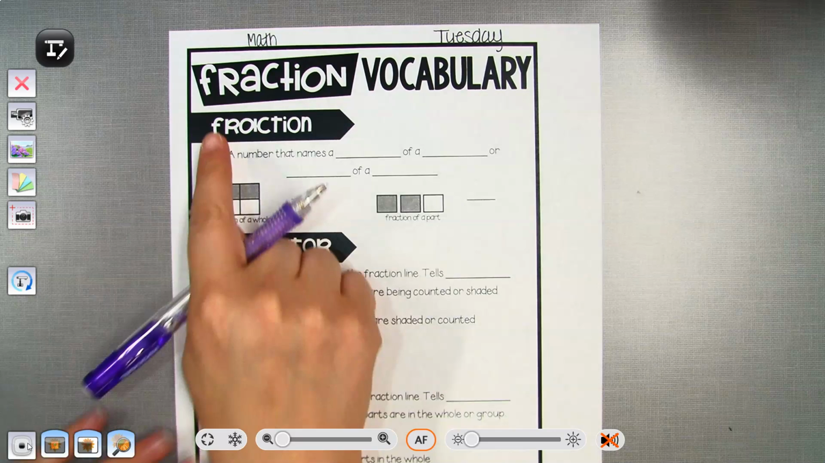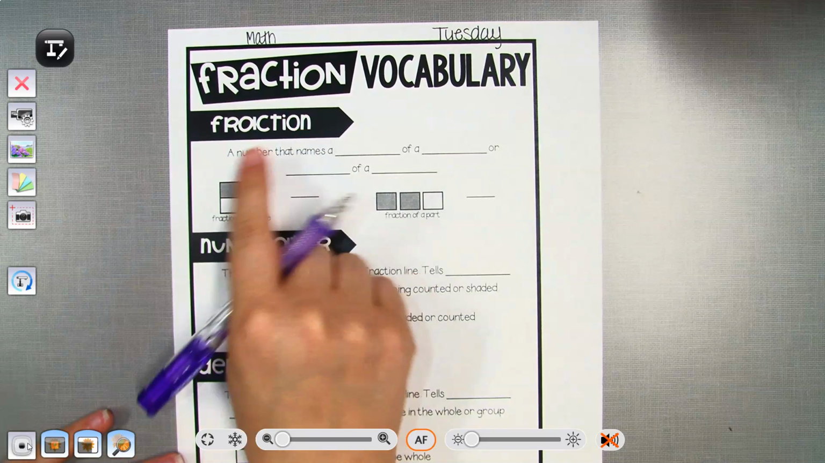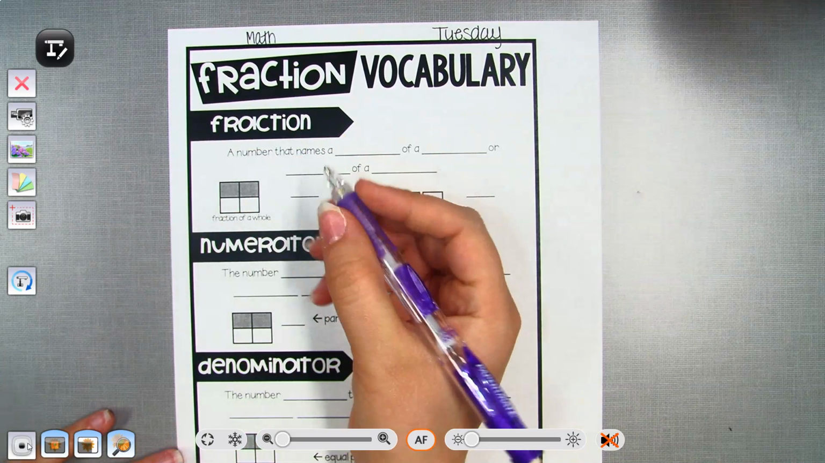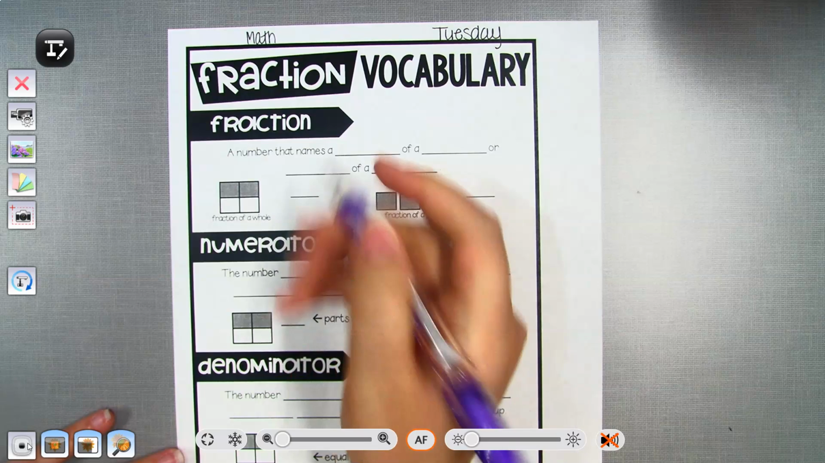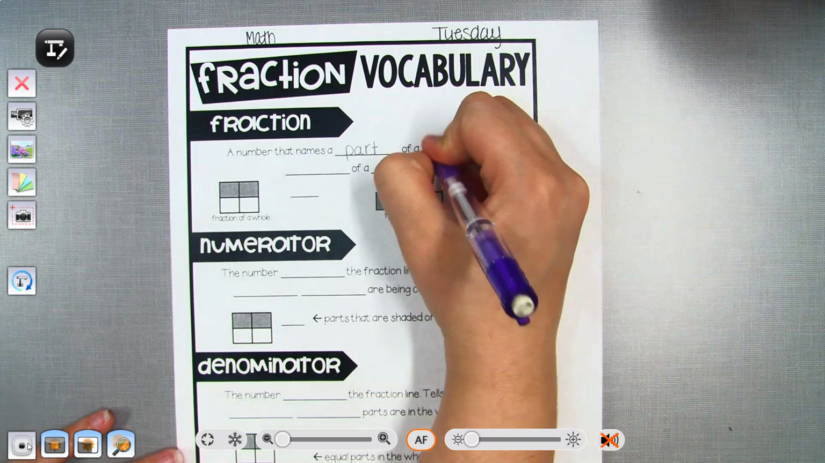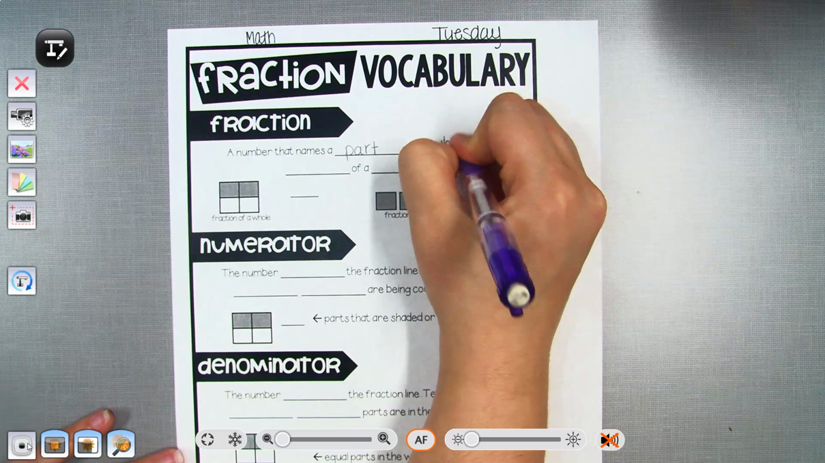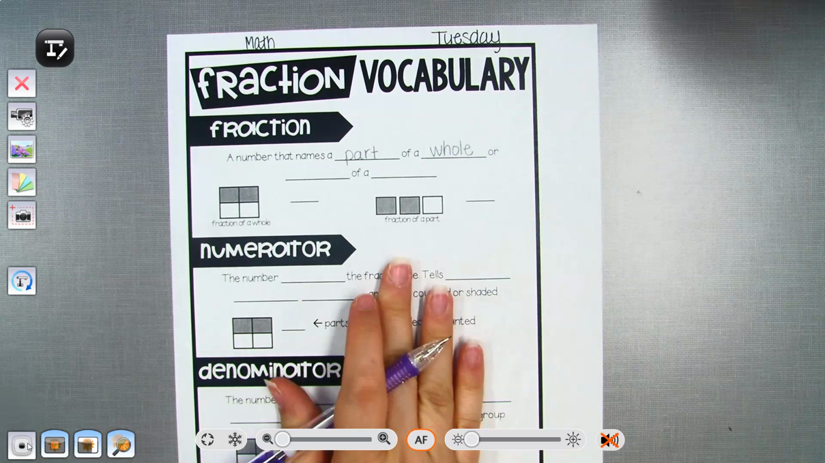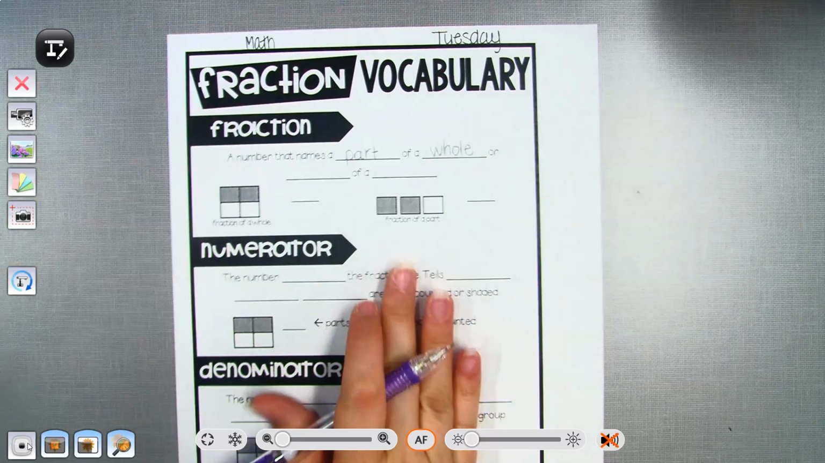So what is a fraction? A fraction is a number that names a part of a whole. Oh, and you also need this paper. You have this paper. It says Math Tuesday.